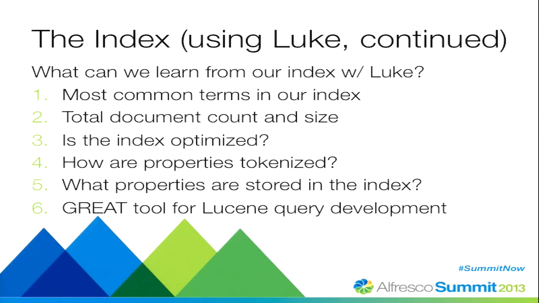So when things get deleted from an index, it's really just removing a pointer. It's not actually removed and compacted. We can look at how properties are tokenized. So that tokenization behavior, how an individual text property, for example, is broken down into its component parts and added to the index, is configurable in your content model. And you may want to confirm that it's behaving as expected, and you can do that by looking at those individual properties through Luke. We can also look at what properties are stored.